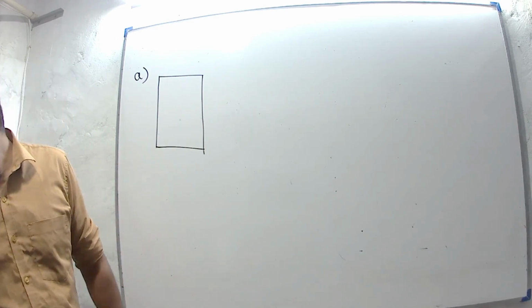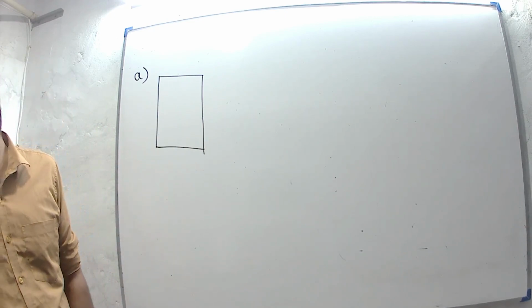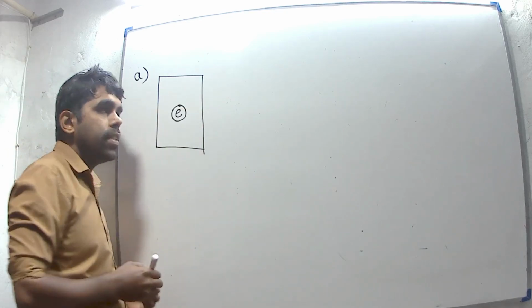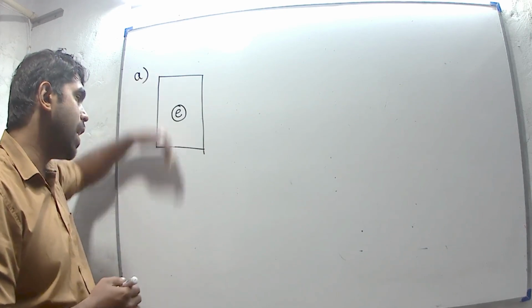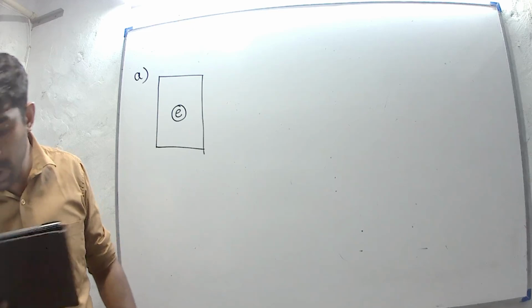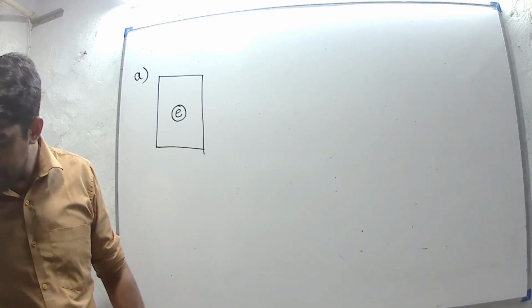Current is in downward direction. Therefore, electron should move in upward direction.